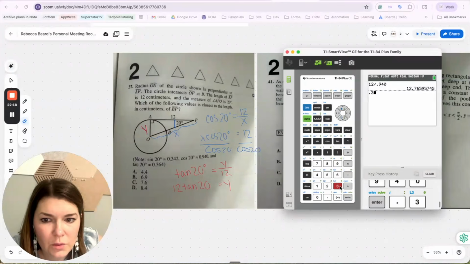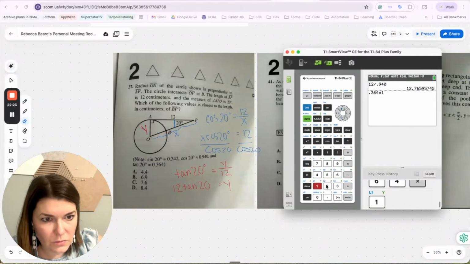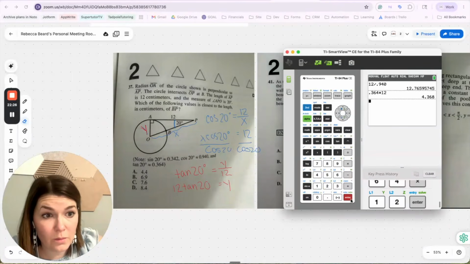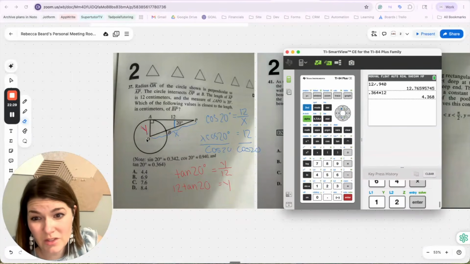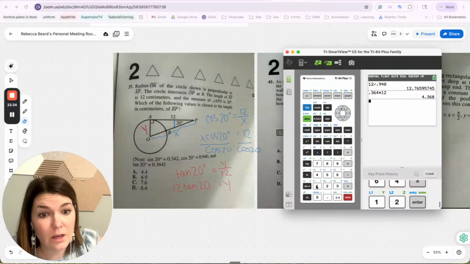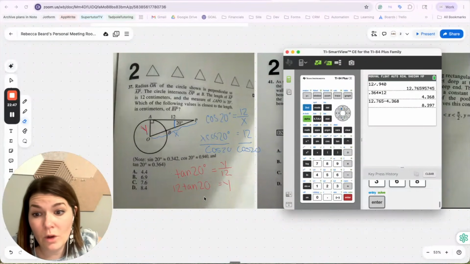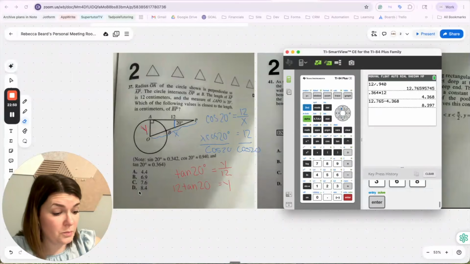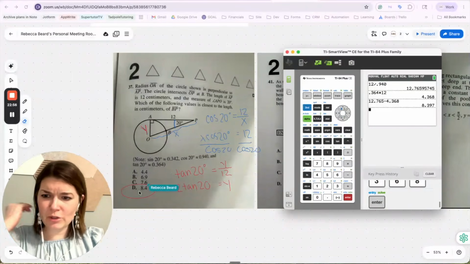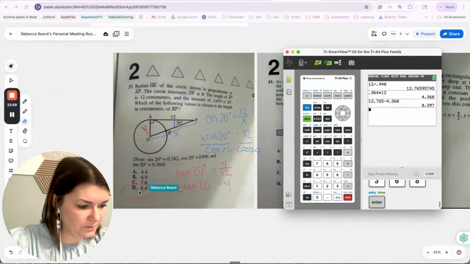So we just use their numbers there, which is 0.364 times 12, and that's going to be 4.368. And that's pretty much a radius there. From this whole thing, to find BP, we need to subtract a radius. You can guesstimate it at this point, but you can go 12.76 minus 4.368, and I'm not going to type in every number. The most accurate answer is going to be D. A little bit tricky, but if you know SOHCAHTOA, you'd be fine.